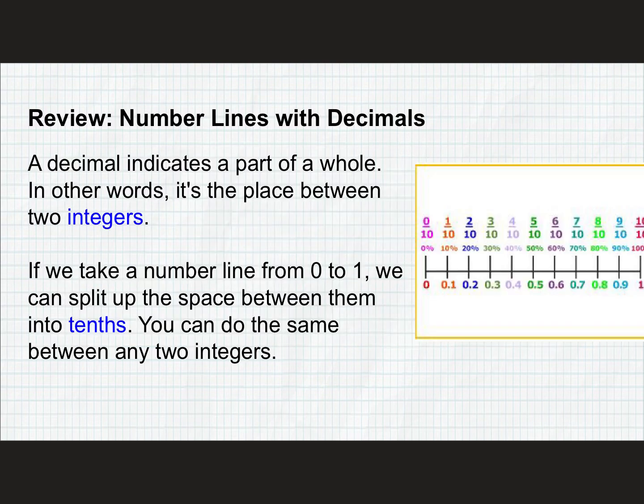Let's start with a little bit of review on number lines with decimals. Now, a decimal indicates a part of a whole. In other words, it's the place between two integers. If we take a number line from 0 to 1, we can split up the space between them into tenths. You can do the same between any two integers.